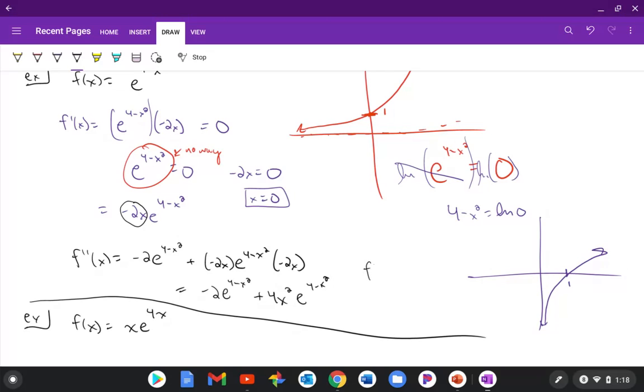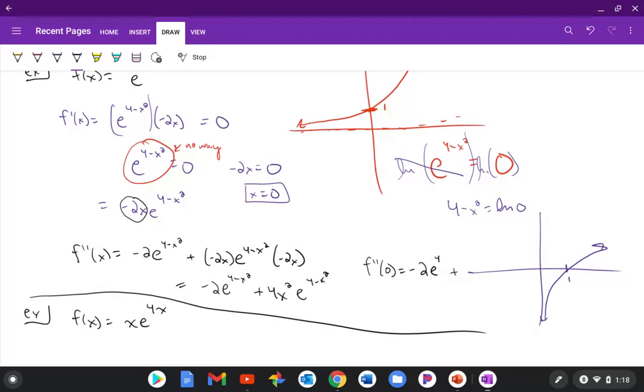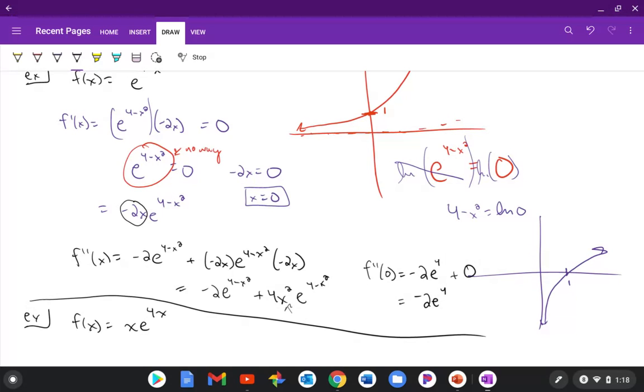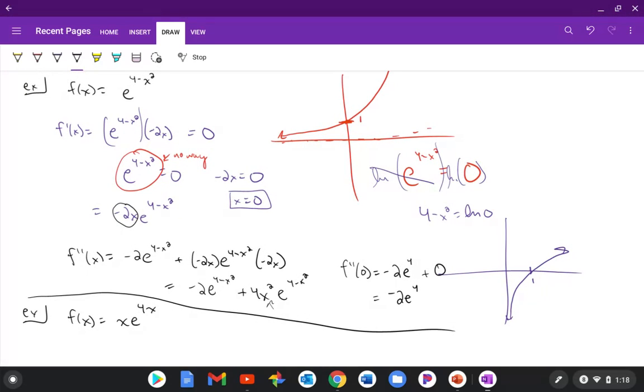So then we could do f double prime of 0. We'd get negative 2e to the 4 minus 0, so it's just e to the 4, plus, well, the other thing has an x there, so we plug in 0 there, it's actually just going to make 0. So it's just negative 2 e to the 4th. So this is a negative, which means it's concave down. So that tells us it is a max.